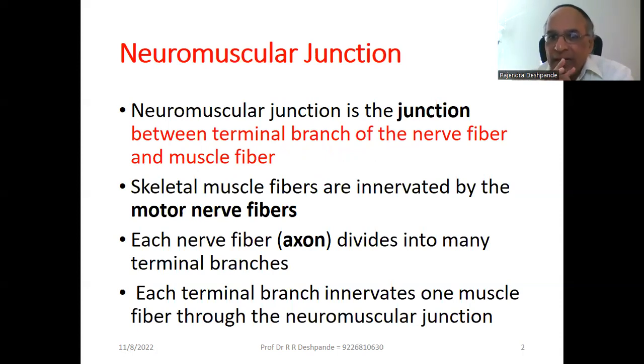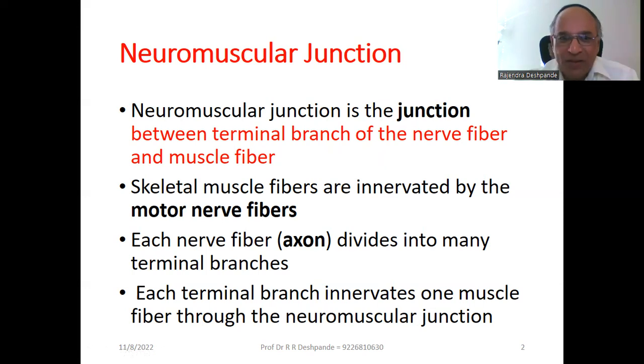Skeletal muscle fibers are innervated by the motor nerve fiber. I will put the cursor over here; instead of using the whiteboard, you have to concentrate on my cursor. So this is motor. Motor means giving orders. Sensory is taking signals to the upper part. Each nerve fiber, that is the main axon, divides into many terminal branches. Axon is like the main branch of a tree.